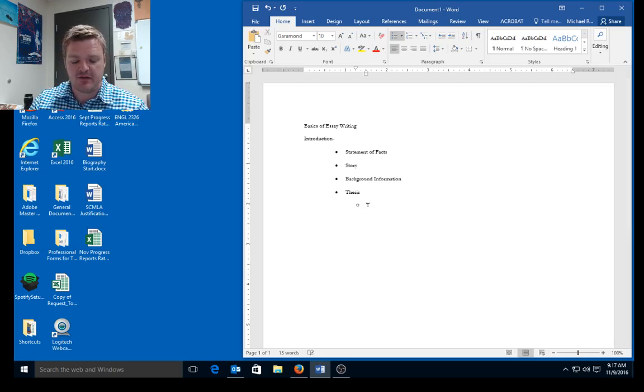Now, if you remember, the thesis formula is subject plus opinion. And so this is what you are writing about plus your opinion on it, your argument essentially. I consider all essays an argument. In fact, some essayists don't, but I think that all essays have an inherent argument in their structure. So this is the first paragraph of the essay.